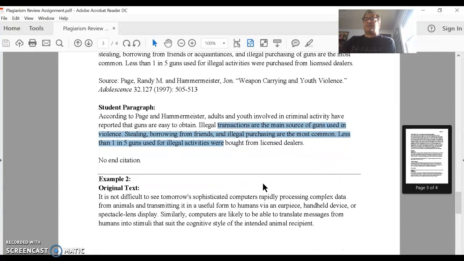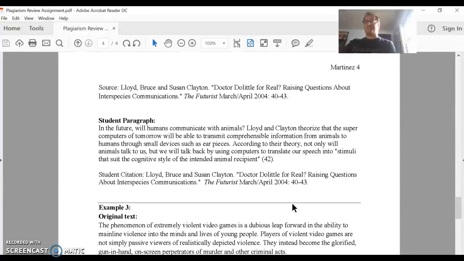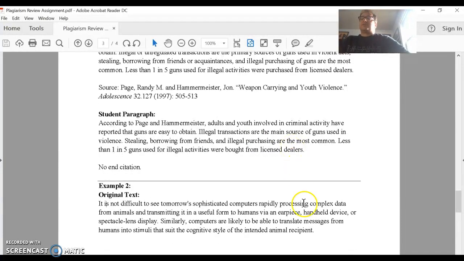The second example is a little hard to get both on the same page, but it's also patch writing. It's not difficult to see tomorrow's sophisticated computers rapidly processing complex data from animals and transmitting it in a useful form to humans via an earpiece, handheld device, or spectacle lens display. Becomes, the supercomputers of tomorrow will be able to transmit comprehensible information from animals to humans through small devices such as earpieces.